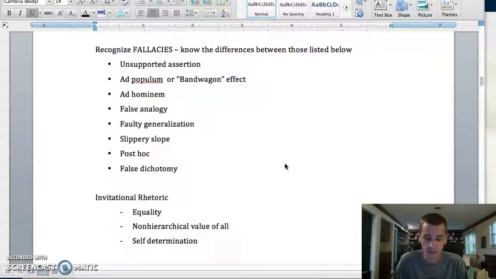False analogy is the fourth. This compares two things that aren't similar enough to warrant the conclusion being drawn. So you're simply making an analogy when it's not warranted. The similarities aren't close enough.